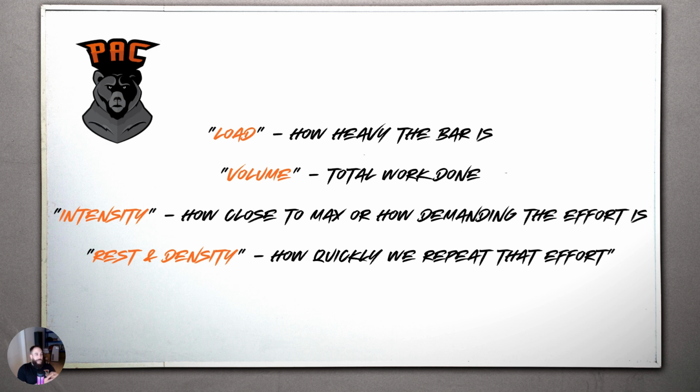In every PAC block, we manipulate four main levers: the load, how heavy the bar is; the volume, what is the total work done; the intensity, how close to max or how demanding the effort is for the athlete at the particular time; and also the rest and the density, how quickly we repeat that effort. I will dive deeply a little bit into every subject.